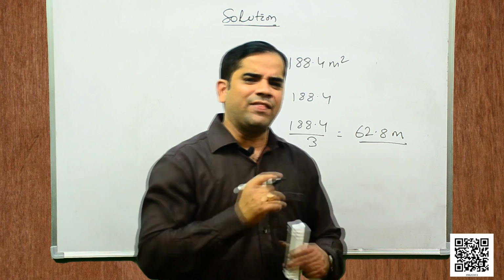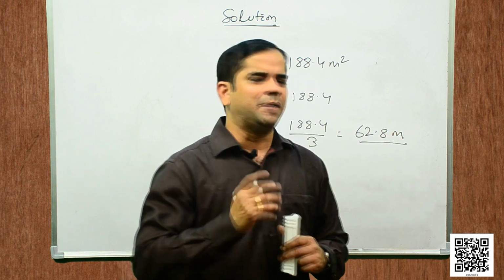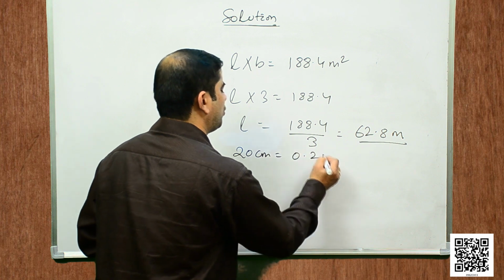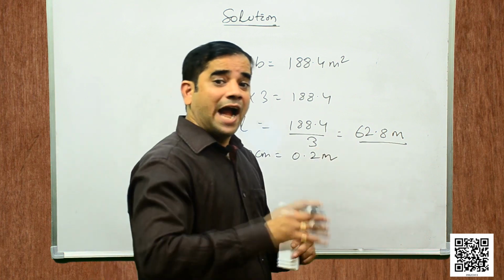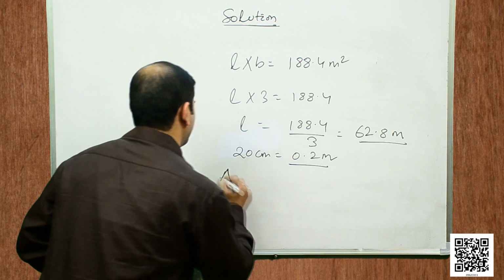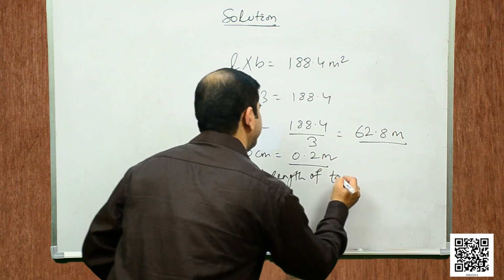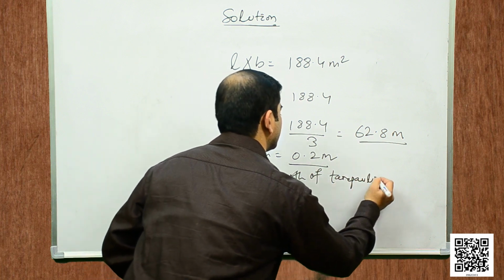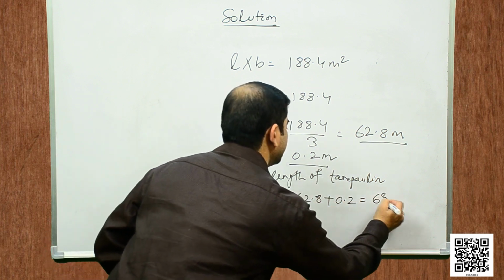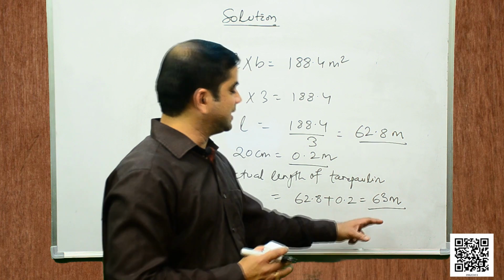Fine. Now, given that wastage of margin is 20 centimeter. Okay. So, let us now convert it into meter because we are calculating in meter. So, 20 centimeter is equal to 0.2 meter. Fine. So, the actual length of tarpaulin sheet required will be the sum of both the lengths. So, actual length is equal to 62.8 plus 0.2, that is 63 meter. So, the length of the required tarpaulin sheet will be 63 meter.